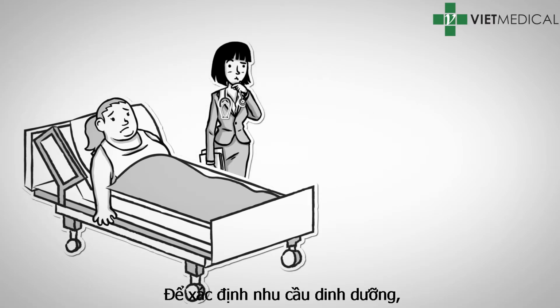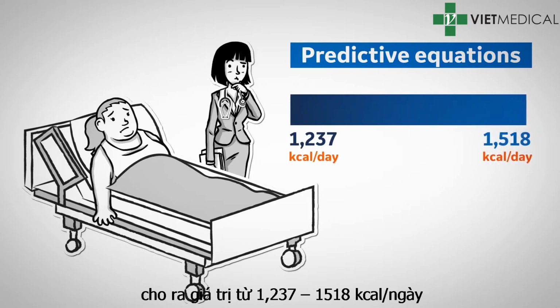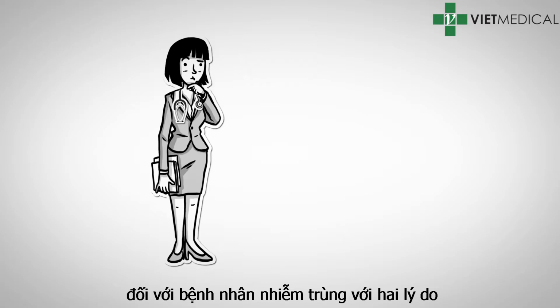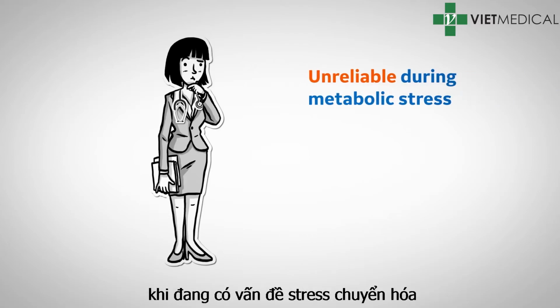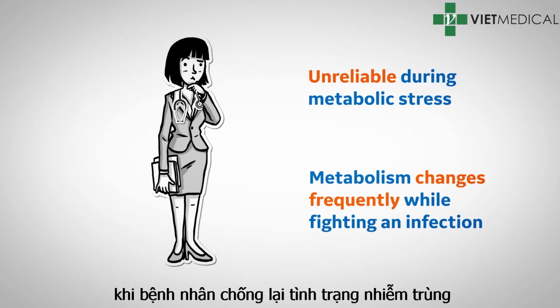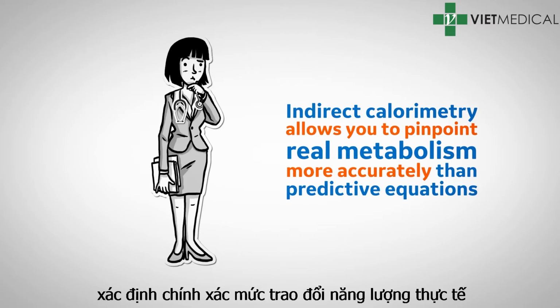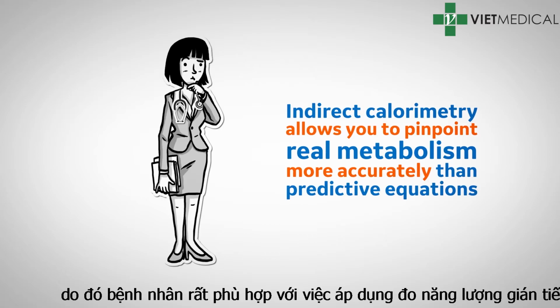To figure out her nutritional requirements, we first ran predictive equations which gave us a range of 1,237 calories to 1,518 calories per day. Now, I hesitate to use predictive equations with this septic patient for two reasons. The first reason being that predictive equations are often unreliable during severe metabolic stress. And the second reason is that the patient's metabolism is likely changing frequently, which is typical when a patient is fighting an infection. Because indirect calorimetry allows you to pinpoint real metabolism more accurately than predictive equations, this patient is a great candidate for IC.